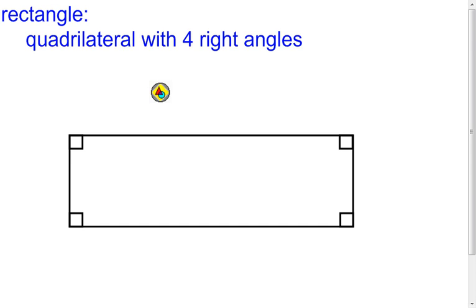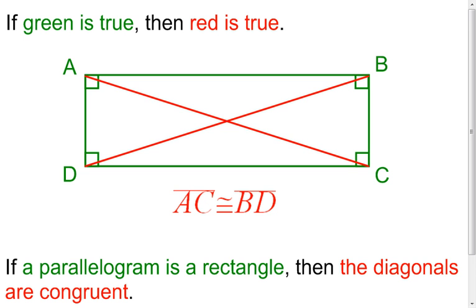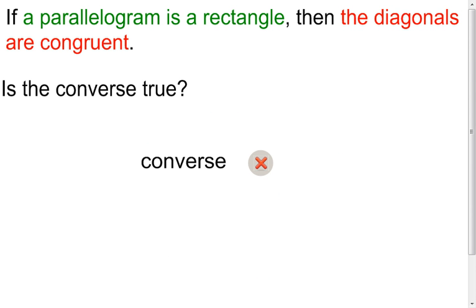Coming back here, that's going to lead me to this first one. So if the green is true, then the red is true. The green is it's a rectangle, the red things are the diagonals. So on my next slide it tells me that yes, the diagonals will be congruent. I put that right here in terms of the picture, segment AC being one diagonal, segment BD being the other one.